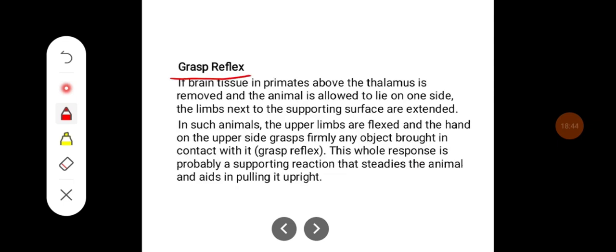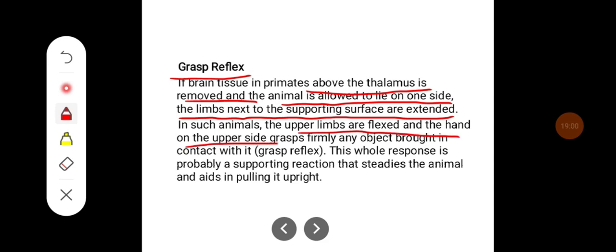Then the grasp reflex. In primates, if brain tissue above the thalamus is removed and the animal is allowed to lie on its side, the limb next to the supporting surface is extended. In such animals, the upper limbs are flexed and the hand on the other side grasps firmly on objects brought in contact with it, which is called the grasp reflex. This whole response is probably a supporting reaction that steadies the animal and aids in pulling it upright.